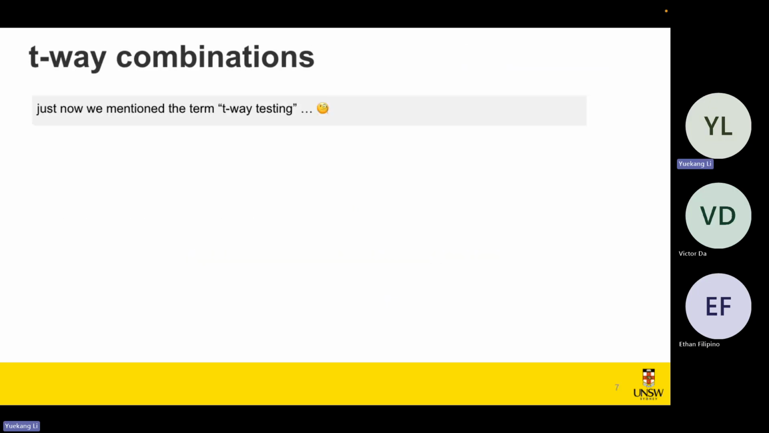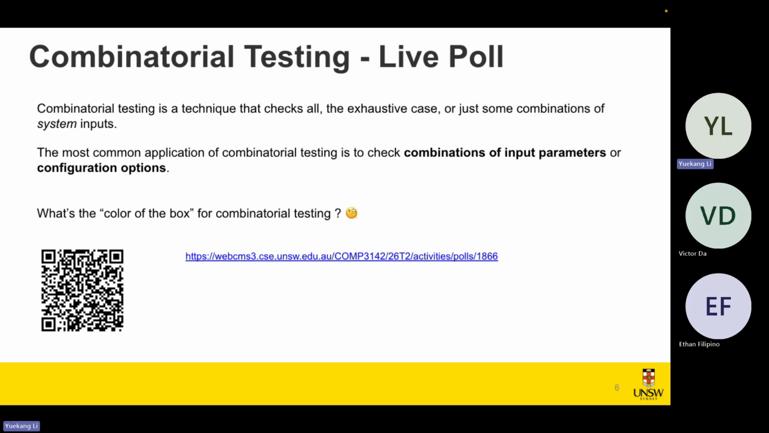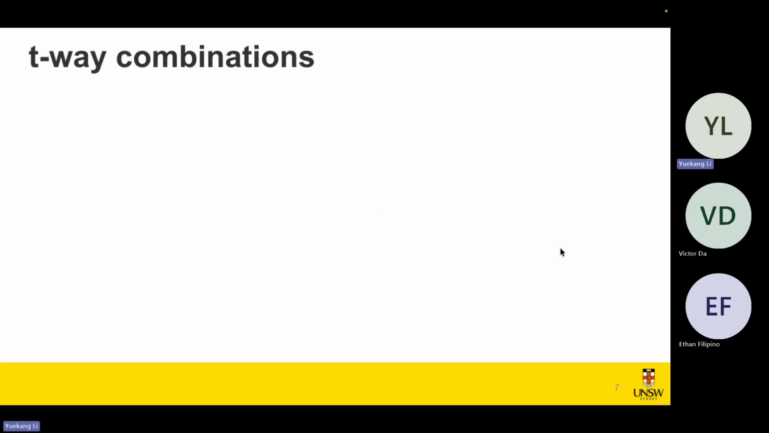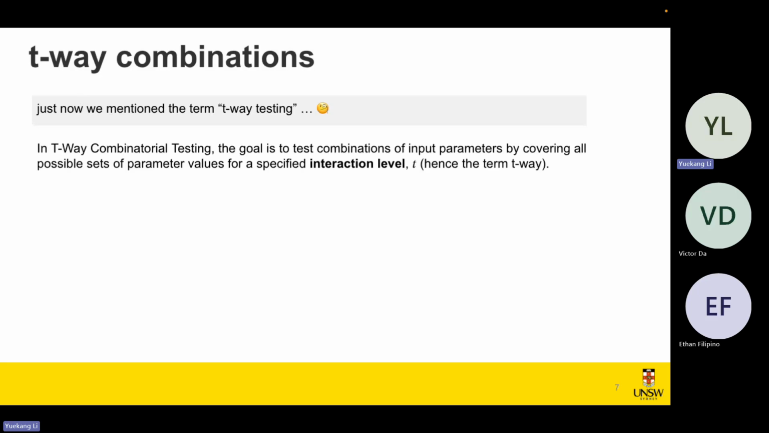And just now, we quickly went through the definition from NIST. So we can see that combinatorial testing is also called T-way testing by NIST. So what is the T-way about? What is this term about? Just now we mentioned this T-way testing, right? So what is T-way?